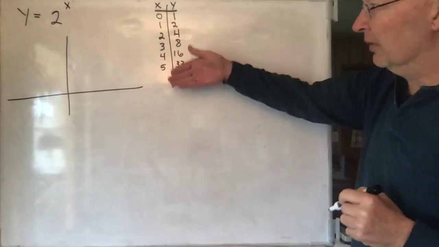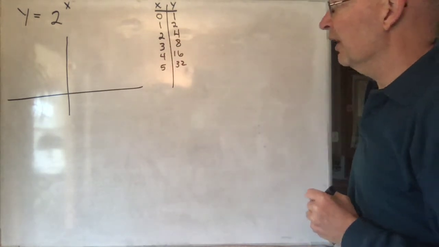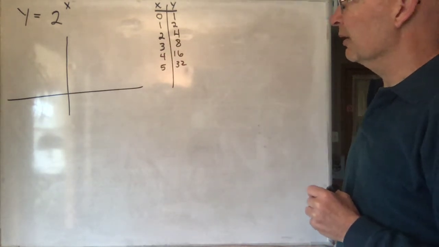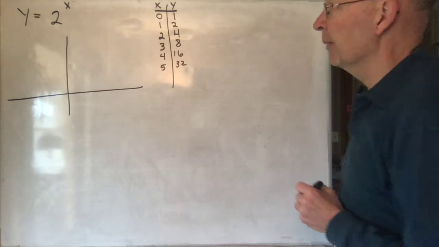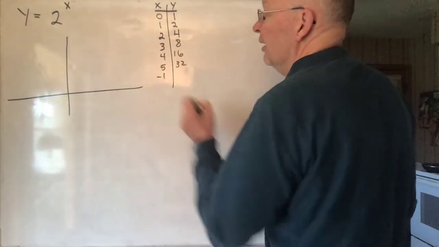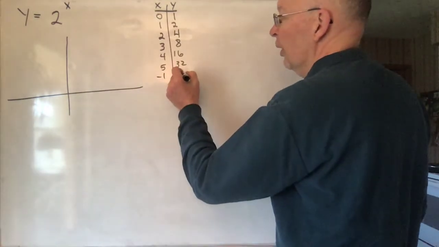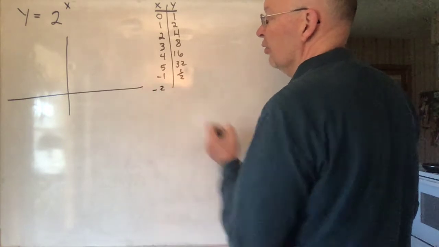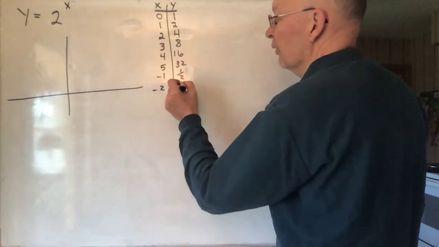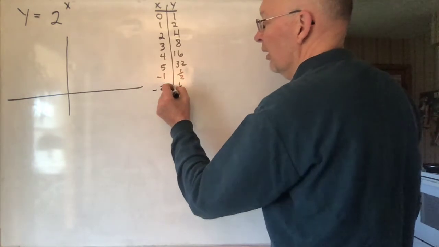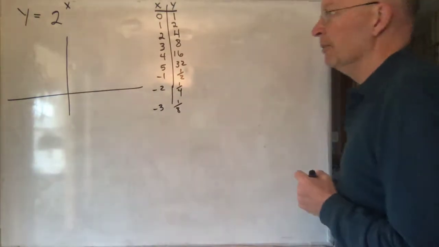Of course, it's easiest to put in integers, but we could do it for non-integer values as well, numbers like 2.136, whatever else. What about negative numbers? Negative 1, 2 to the negative first power means 1 over 2, which is 1/2. Negative 2 is going to be 2 to the negative 2, which is 1 over 2 squared, which is 1/4. Negative 3 is going to be 1/8, and so on.